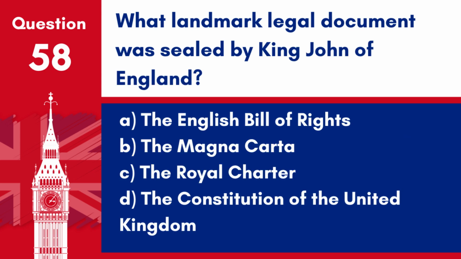Question 58. What landmark legal document was sealed by King John of England? A. The English Bill of Rights. B. The Magna Carta. C. The Royal Charter. D. The Constitution of the United Kingdom. Answer B. The Magna Carta. King John of England sealed the Magna Carta in 1215, a foundational document establishing the principle that everyone, including the king, is subject to the law.